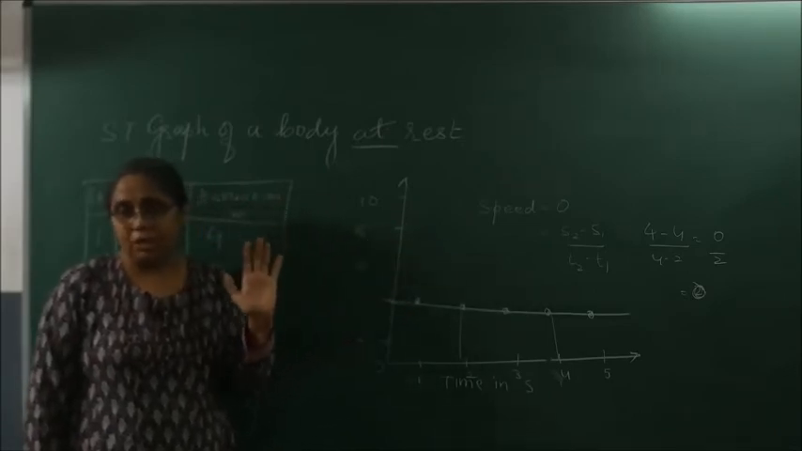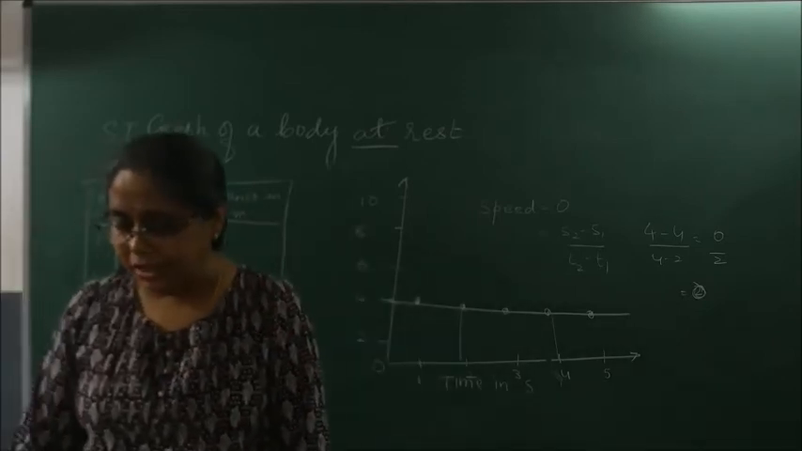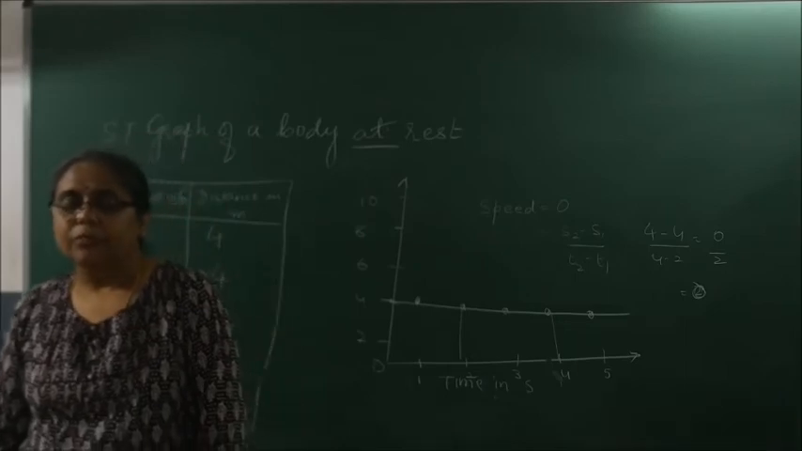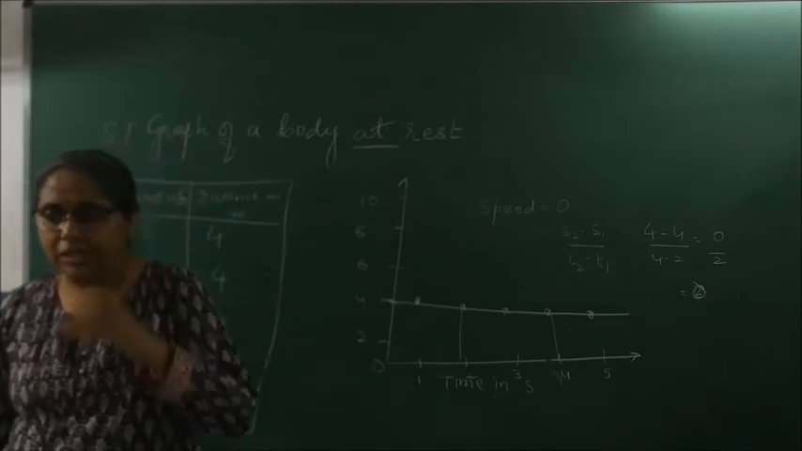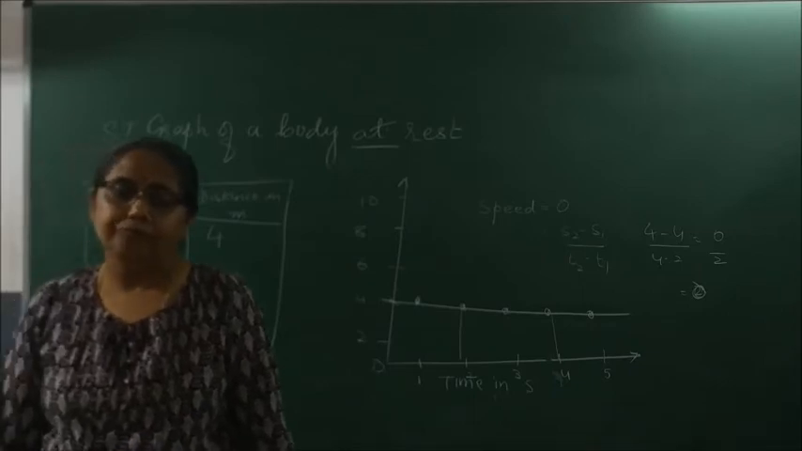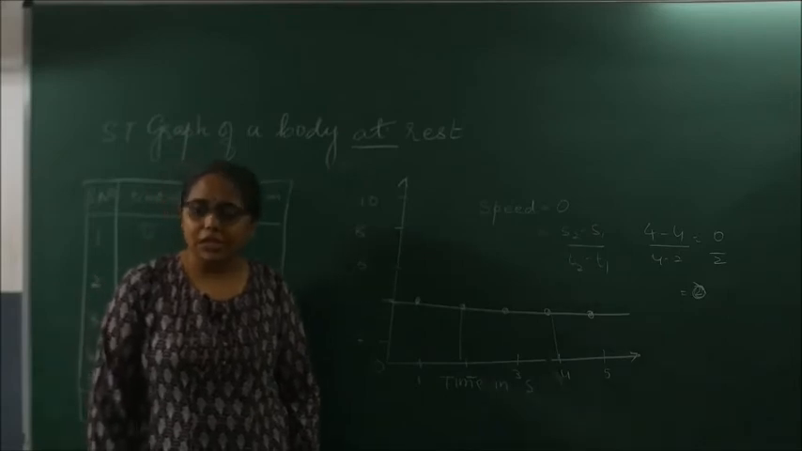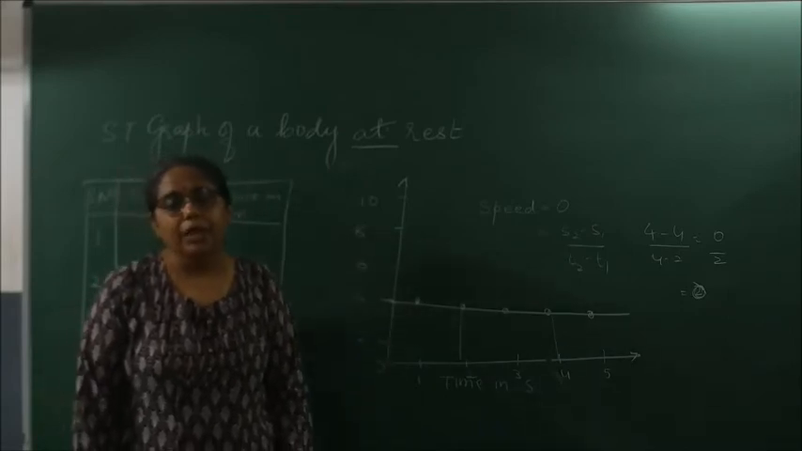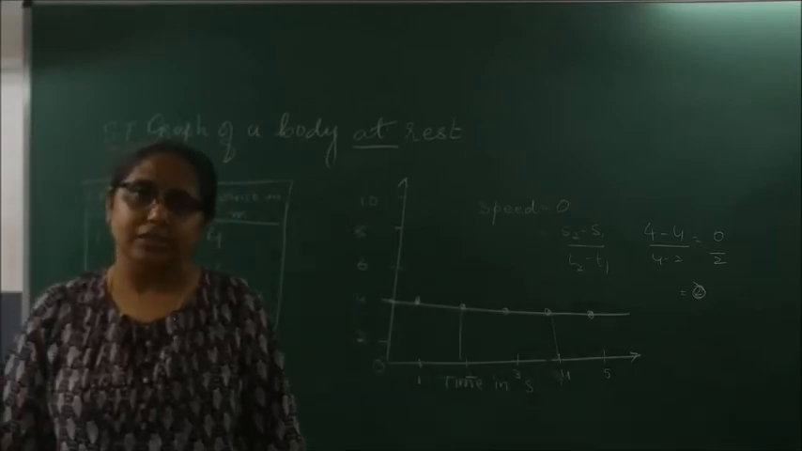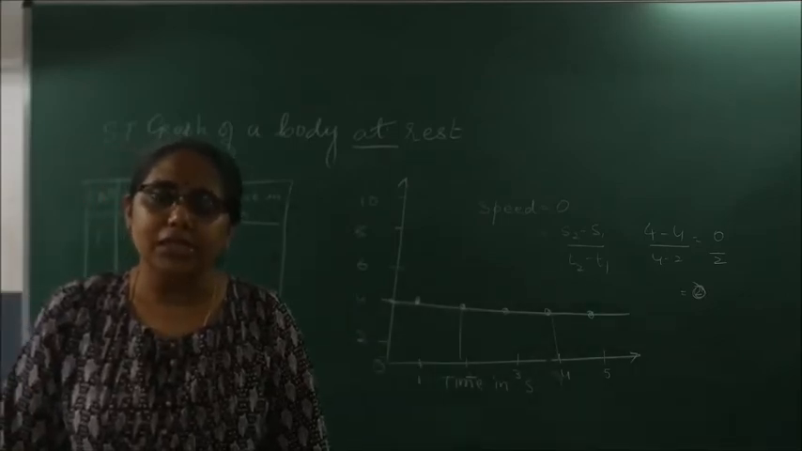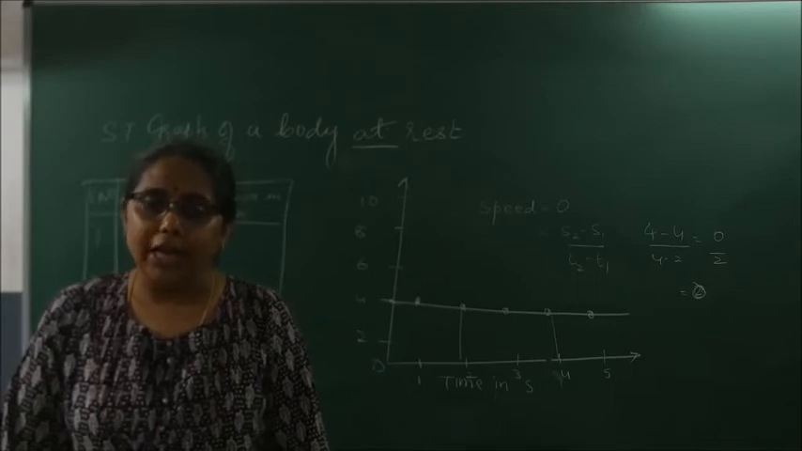Understood this? So always understand, for an object which is at rest, the speed of the object will always be what? 0. Please write. For a body at rest, the distance time graph is always parallel to the x-axis.